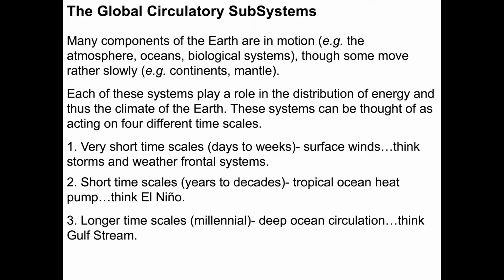Longer time scales are millennial in length. A good example of this is deep ocean circulation. And an example of deep ocean circulation comes from the Gulf Stream, which is a surface current. This surface current is going to be very important in generating deep water. And in doing so, it's going to be very important in generating deep water ocean circulation.